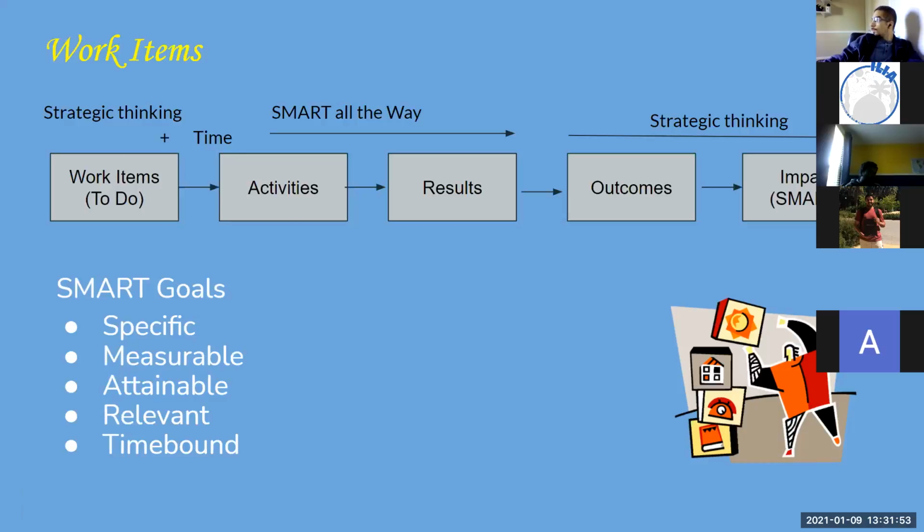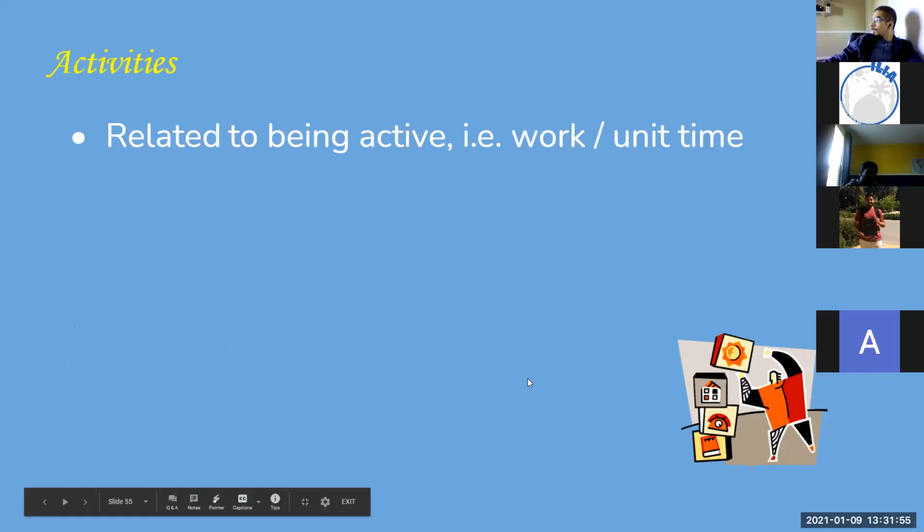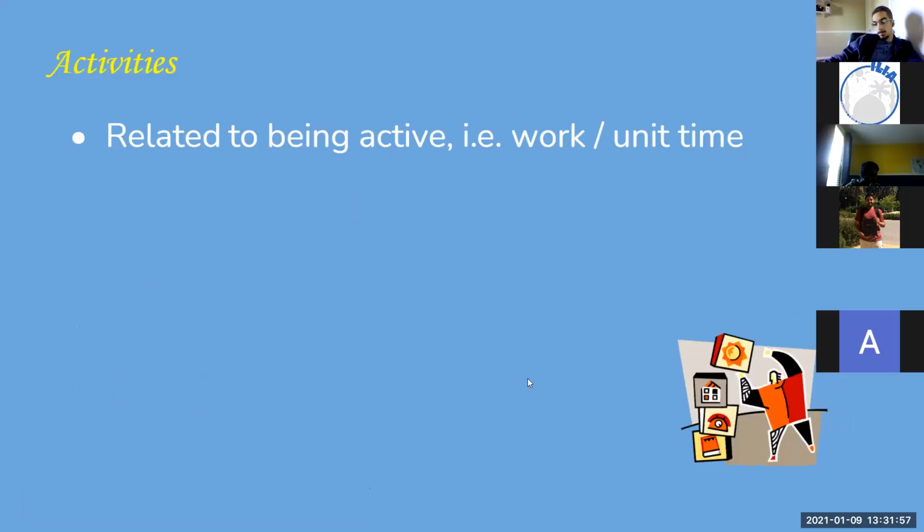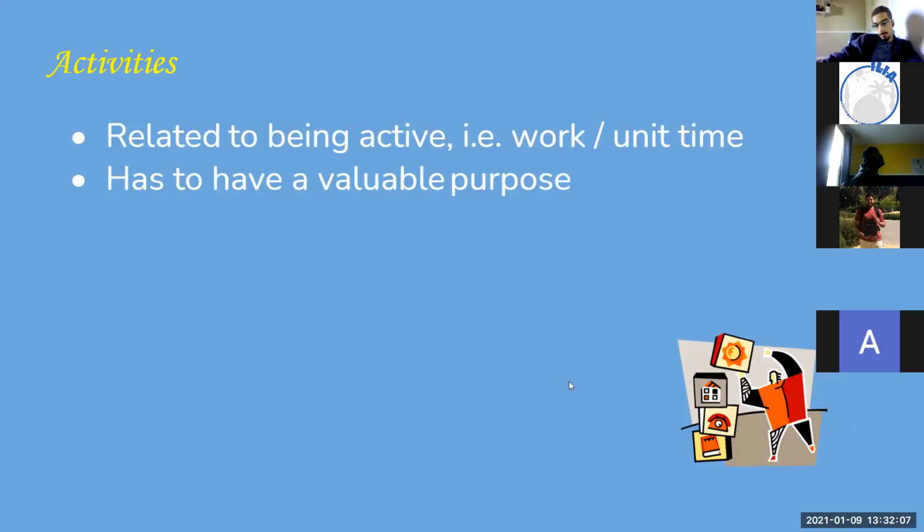All right, let's move on. So activities, like we said, it's related to being active, which means work per unit time. If you're not active, it's not an activity, it's just a to-do item. Right, so if you can't measure it per unit time, it's just something that's jotted down. It has to have a valuable purpose.